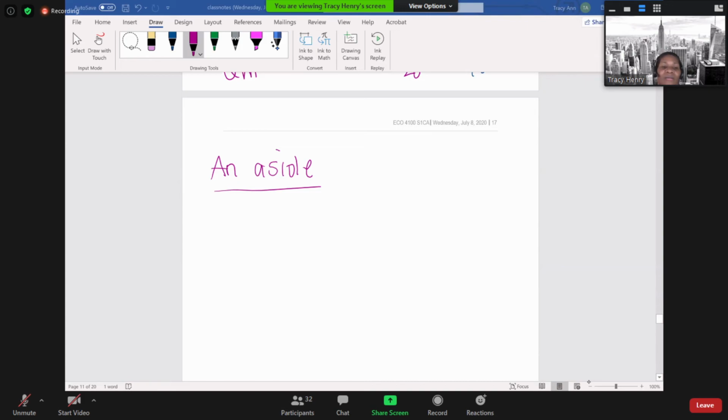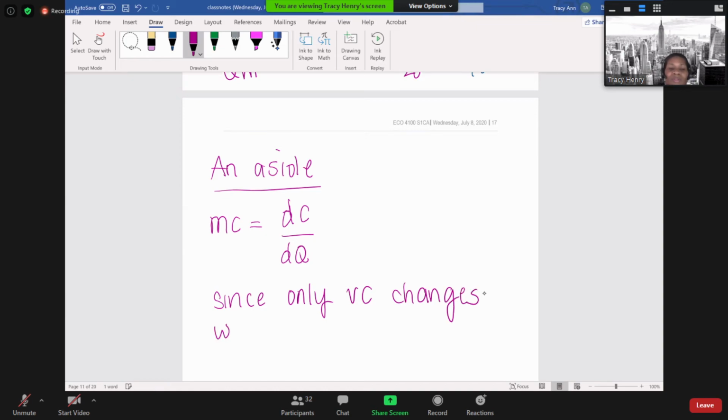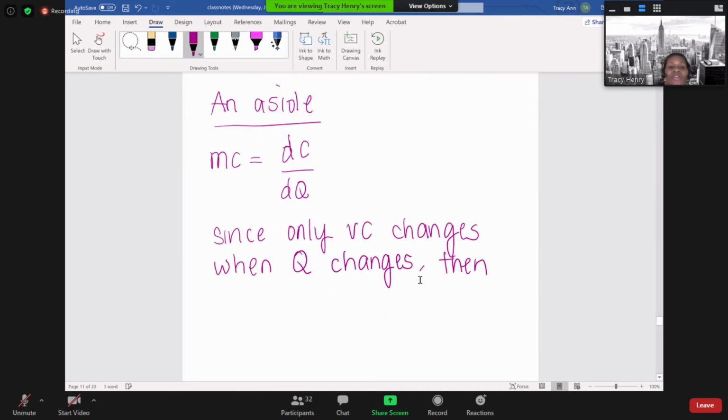If you think about the marginal cost, remember your cost, and I think I wrote this on another lecture note somewhere. But remember that your marginal cost is equal to the derivative or the changing cost when you change your quantity. And since only variable cost changes when quantity changes, then your marginal cost is equal to the change in your variable cost when you change quantity.